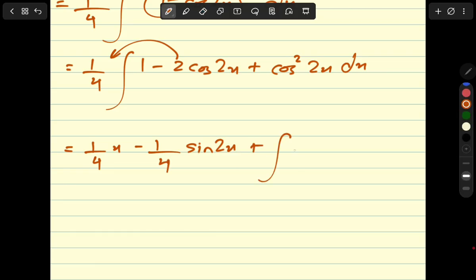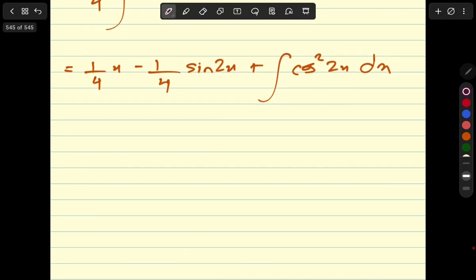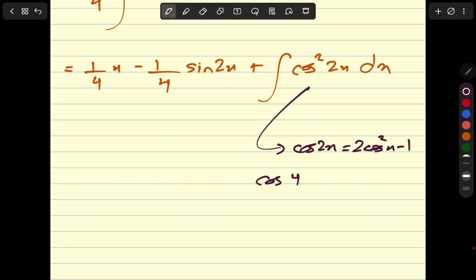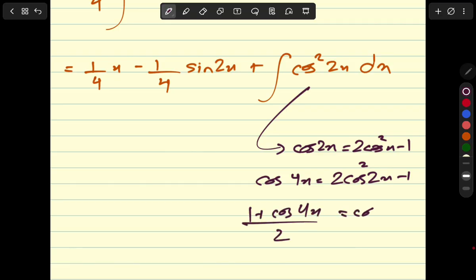And then the integral of cos squared of 2x dx. Now this is not tricky, but it just requires some presence of mind. Now cos 2x is 2 cos squared x minus 1. What if I had cos 4x here? Then this x would be double, right? Double angle identity. So this becomes 2 cos squared 2x minus 1, right? As simple as that. So now 1 plus cos 4x upon 2 is equal to cos squared 2x, which was the requirement here.